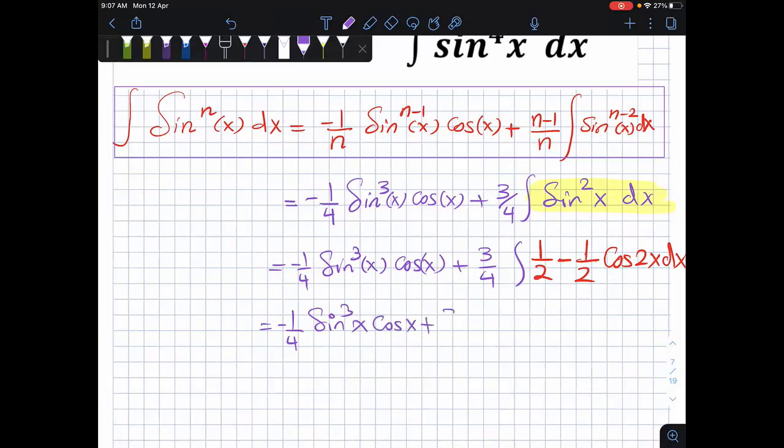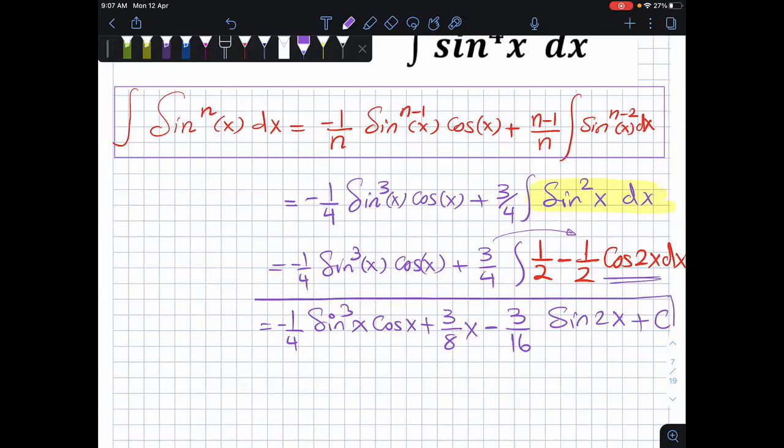The integral of half is half x, so it's now 3 over 8 x, and again 3 over 4 times negative half cosine 2x. The integral of cosine 2x gives minus 3 over 8 sine 2x over 2, minus 3 over 16 sine 2x over 2, since 2 times 8 is 16. Excellent, Mr. Omar.